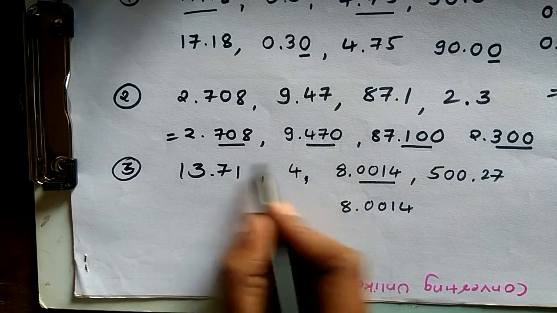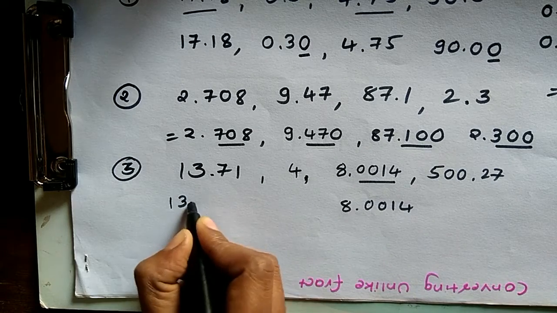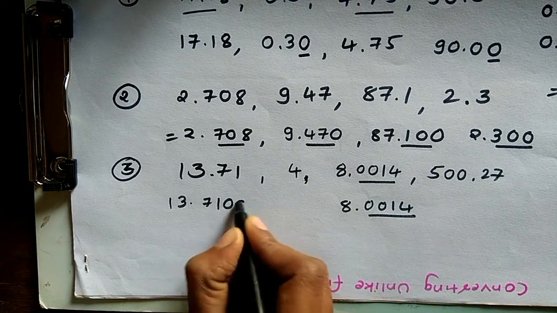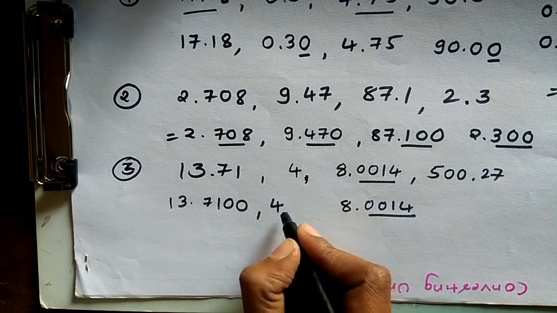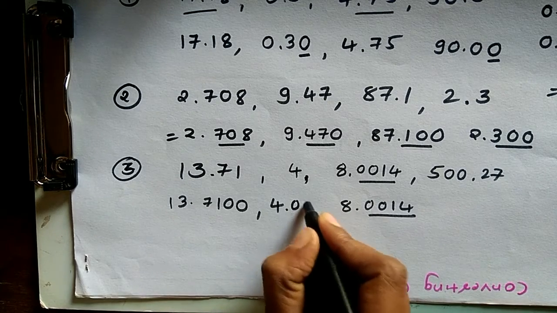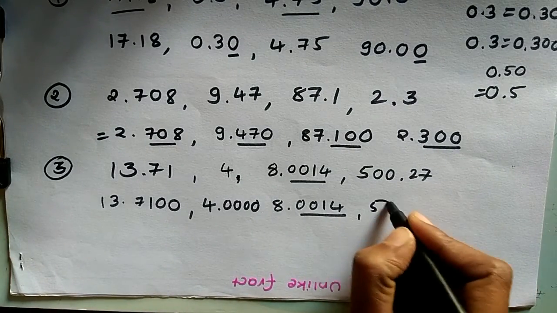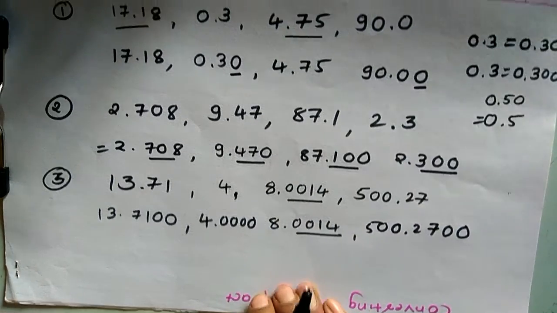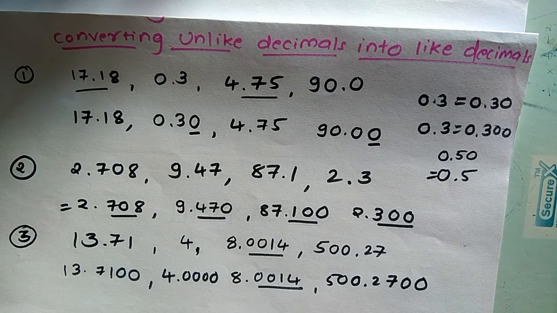So this 8.0040014 will be as it is. This we have to convert into the like with comparison with this. So 13.71 we have to equate like 4 decimal places. So put here 2 zeros. Next we have the 4, but even we can put the decimal point here. 1 2 3 4. So the meaning is same here. Next here 500.27 and 20. This is how you can convert the unlike decimals into the like decimals, and as I told you, these are very important to add or subtract the decimals.